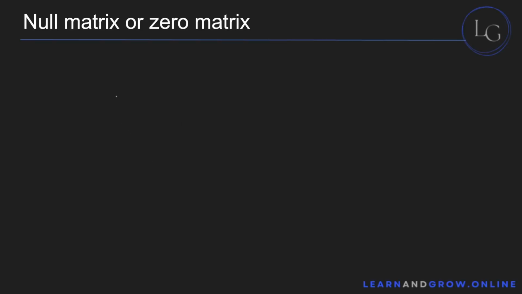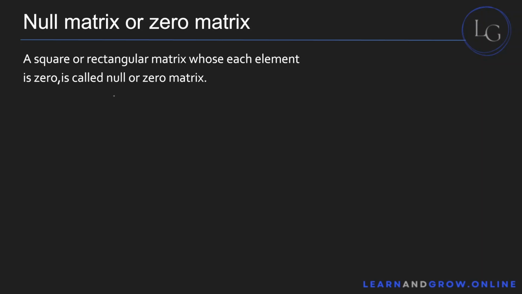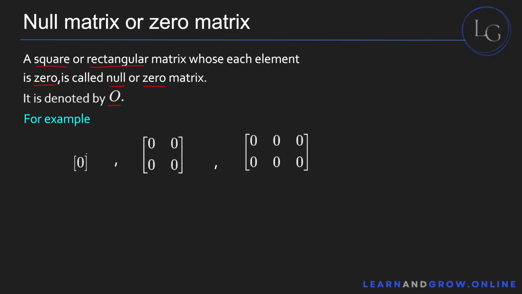Null or zero matrices. So basically, any square or rectangular matrix in which all the elements are 0 is called a null or zero matrix. That's about it really. It is denoted by this big O, and here are some examples. See this matrix here? It is a 1 by 1 square matrix, and the only element in it is 0. So this is a null or zero matrix.